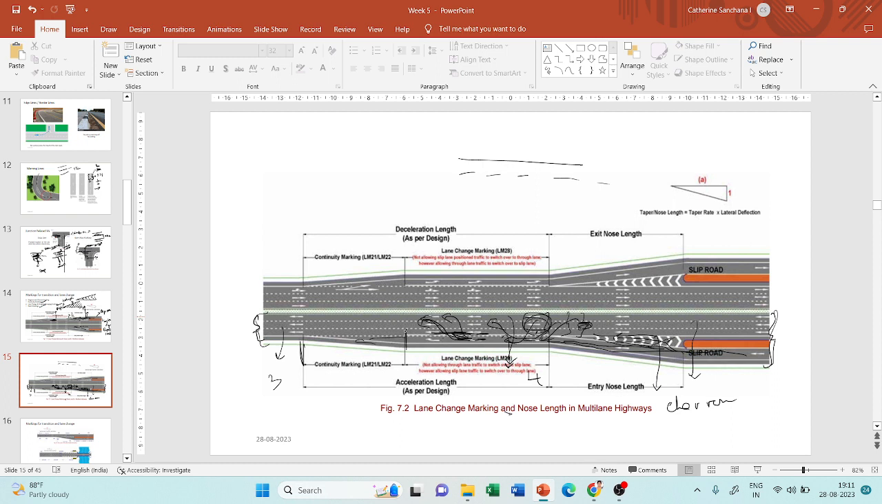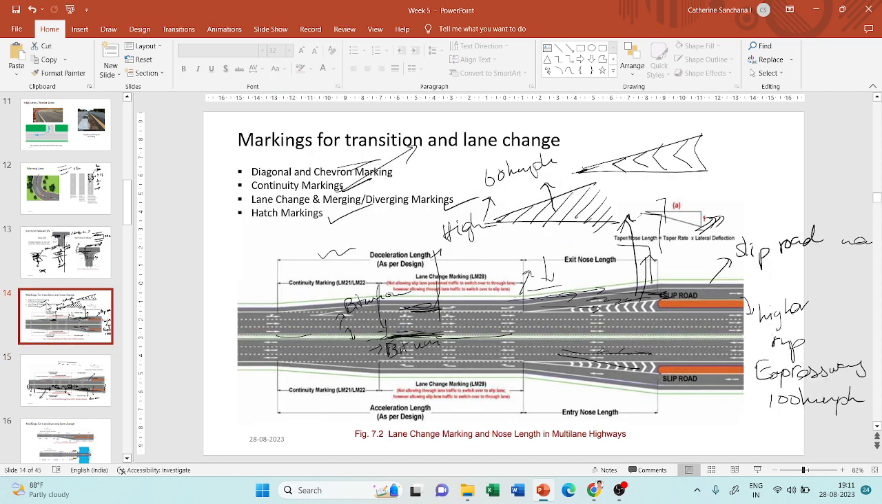So this overtaking ends here, and after that you still have a transition, because now it is at 4 lanes, it should go back to 3 lanes. So they continue this line, because vehicles should not come to this line as there is no space. So we saw continuity lines for the transition. This is what we call continuity lines. This is what we call chevron or diagonal marking.